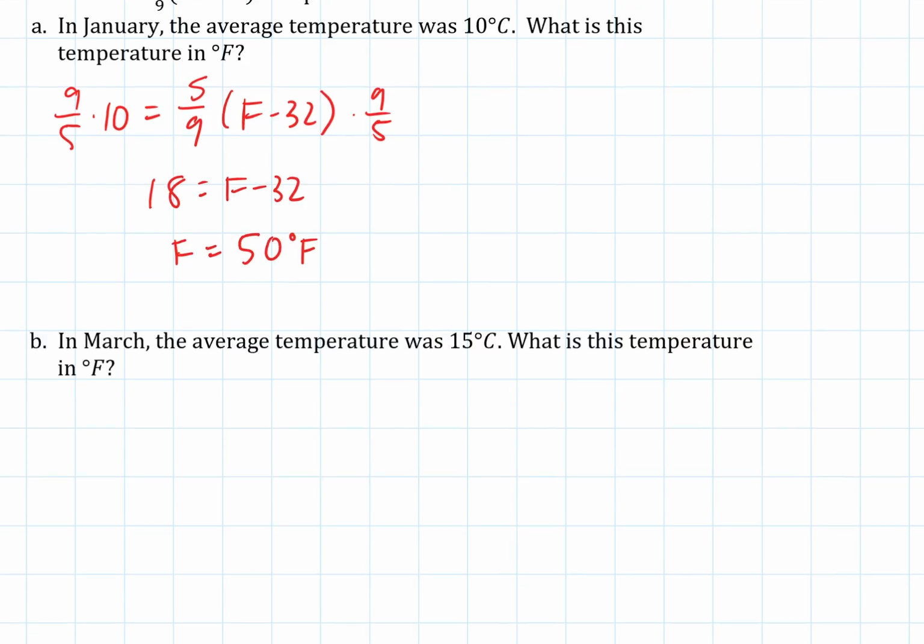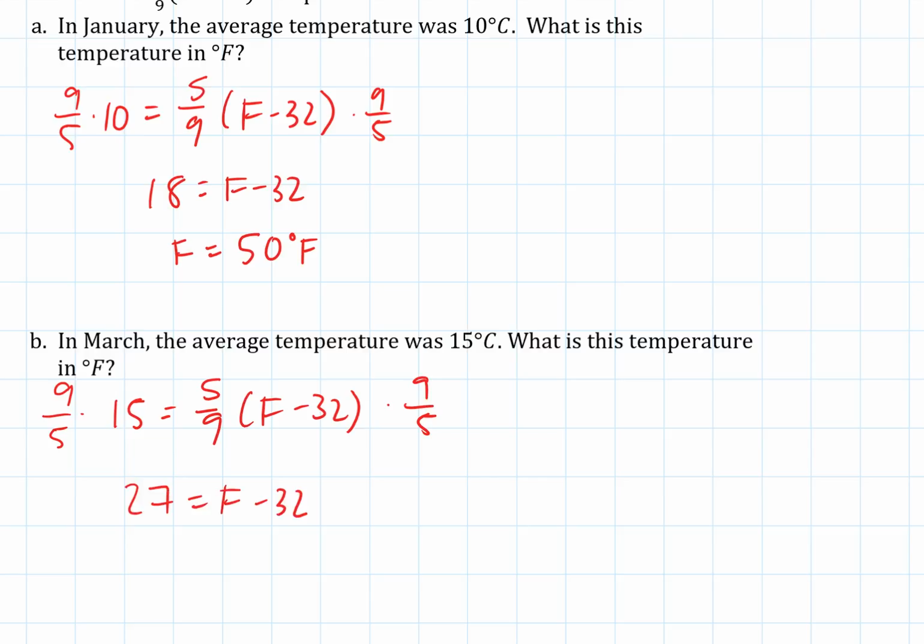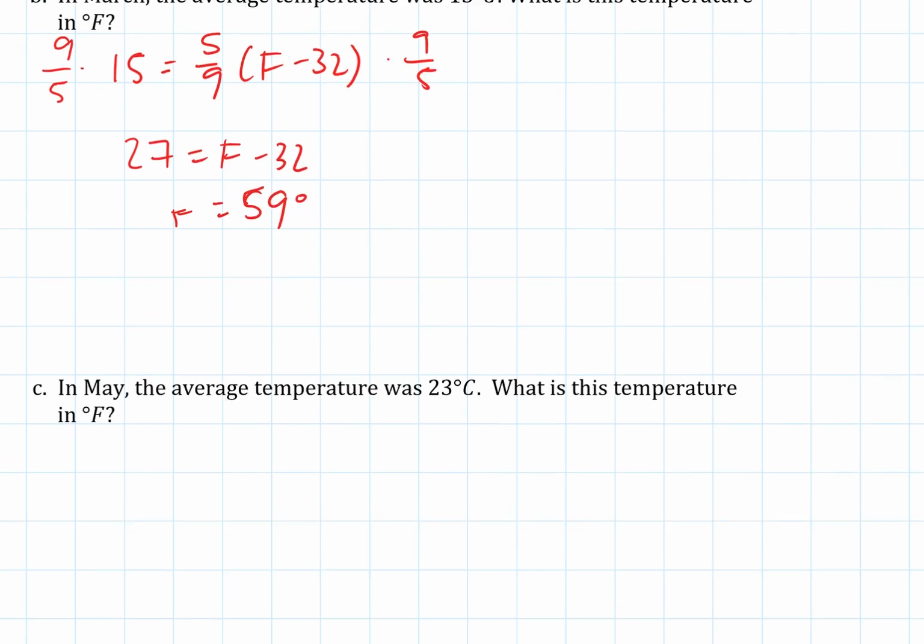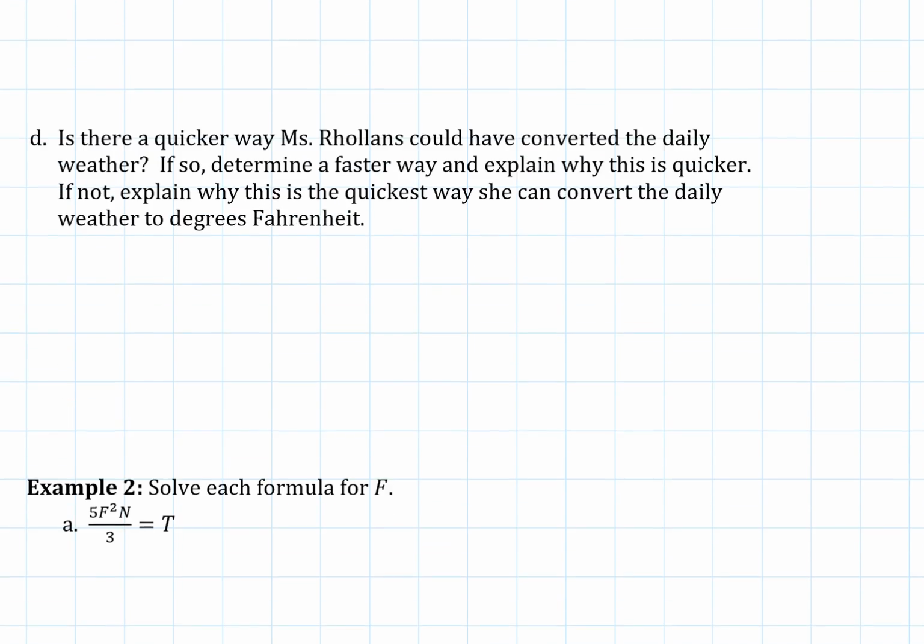Okay, in March, if the temperature was 15 degrees, I'd say 15 is 5/9 times (F minus 32). Let's multiply by 9/5. 9 times 15 divided by 5 gives me 27. I add 32. Oh, so this is going to be a 59 degree day. Ooh, a little bit warmer. Nice. Okay, if the average temperature is 23, right? This is getting pretty tedious, and so there's a faster way.